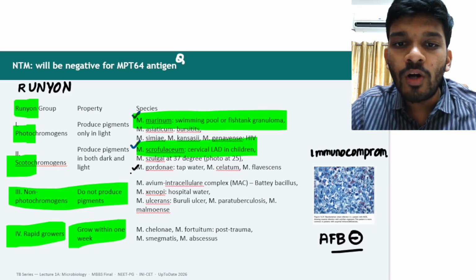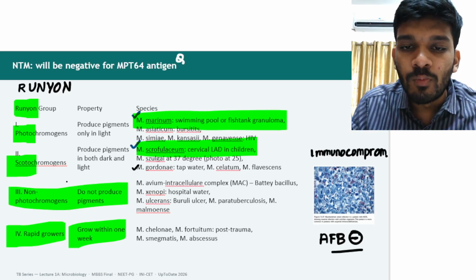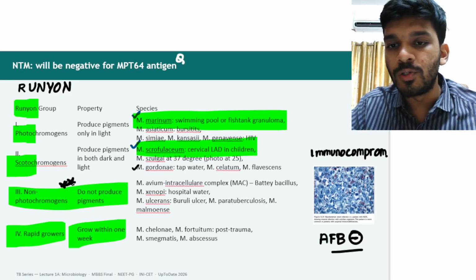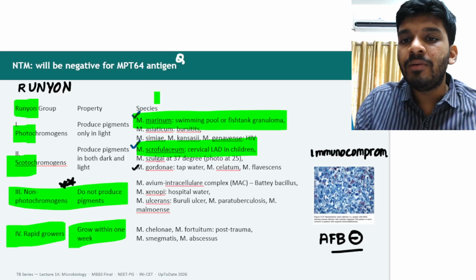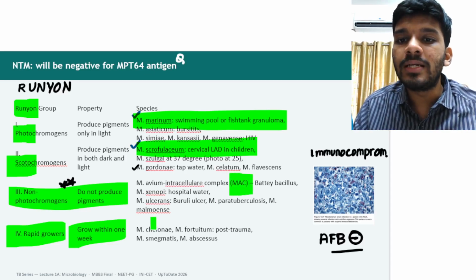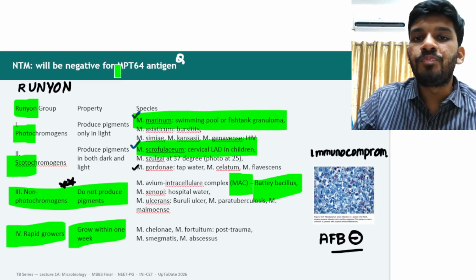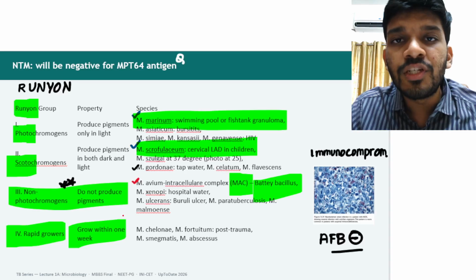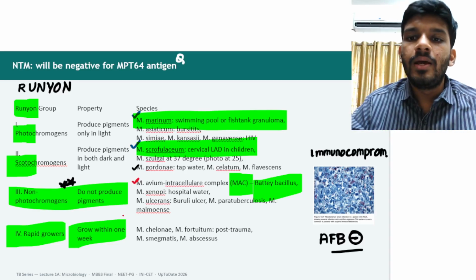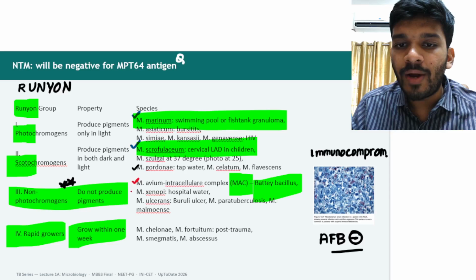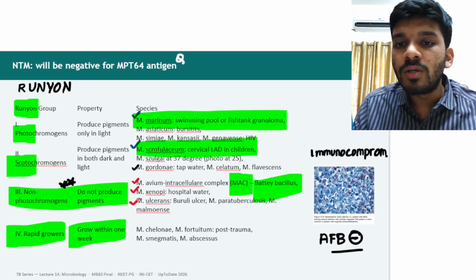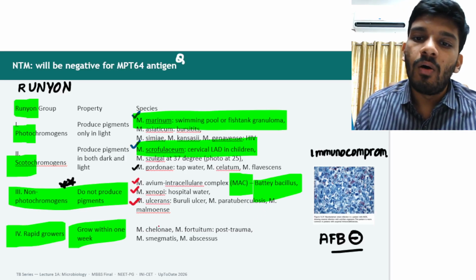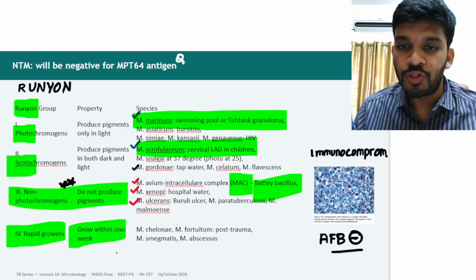Then you move on to non-photochromogens, and perhaps this is the most important group, and we'll talk about it in detail, its therapy and all also. The Mycobacterium avium intracellular complex, also called the Battey bacillus, is the most important organism here, and it can be a very easy question to ask which Runyon group it belongs to, right? Then in hospital water, you find xenopi. Ulcerans causes a disease called Buruli ulcer, and M paratuberculosis is also a non-photochromogen.